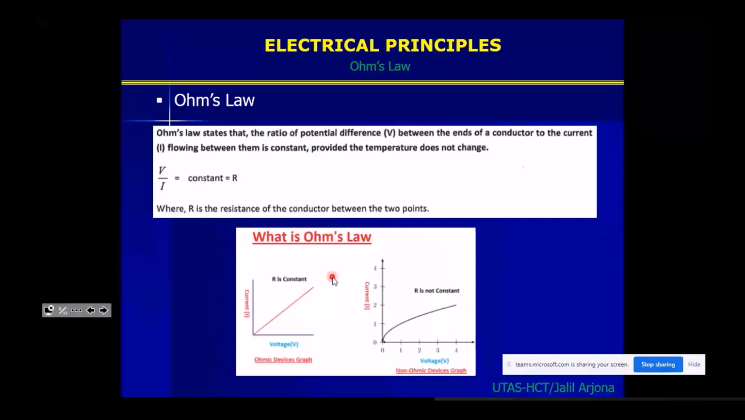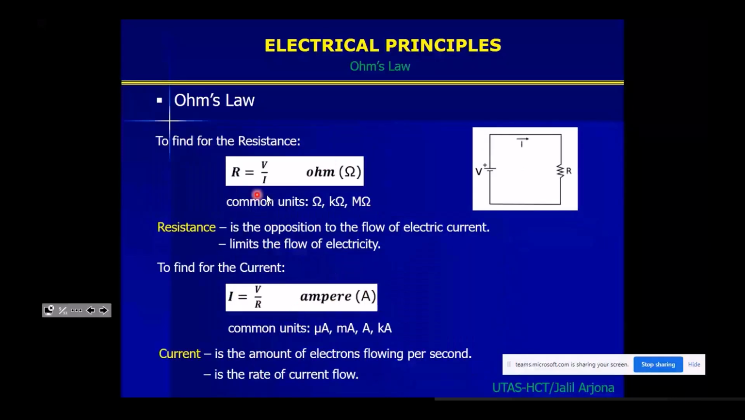Next slide. From Ohm's law, to find the resistance, you are going to have this formula. You divide V over I, and you will get the unit ohm. This is the circuit you will have. What are the common units? The common units are ohms, kilo ohms, and mega ohms.